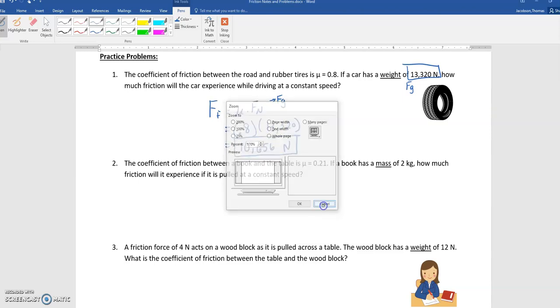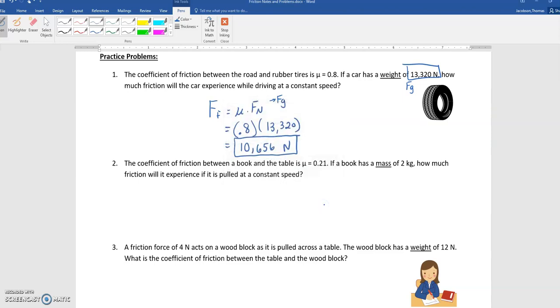Moving on, number 2. The coefficient of friction between a book and a table is 0.21. The book has a mass of 2 kilograms. How much friction will it experience when it's pulled across at a constant speed?